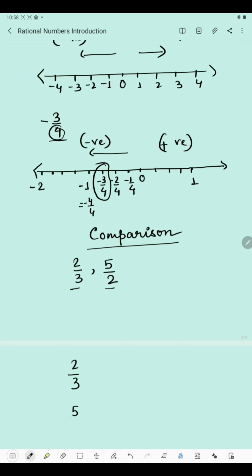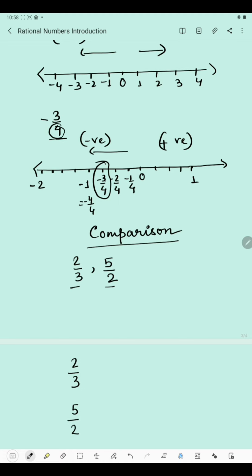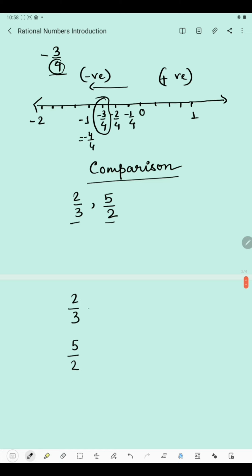So we will write the two rational numbers, which are 2 by 3 and 5 by 2. And as the LCM of 3 and 2 is 6, we will have to make 6 in the denominator. So what should be multiplied by 3 to get 6? It's 2. Now the same number will be multiplied by the numerator. So we are getting 4 by 6. Okay. Now similarly here, what should be multiplied by the denominator to get 6? It's 3. Now the same number will be multiplied by the numerator, so we are getting 15 by 6.